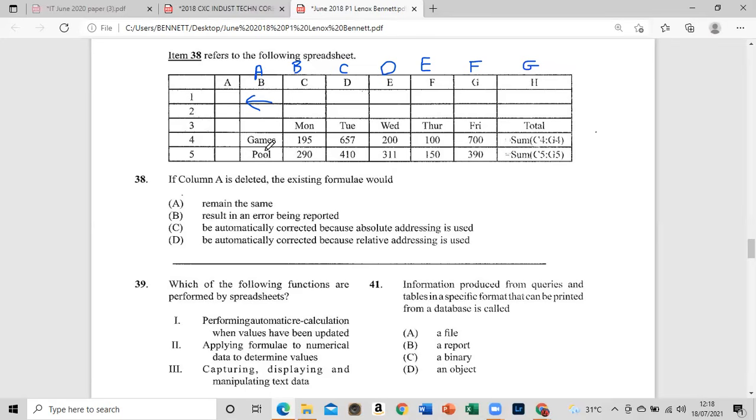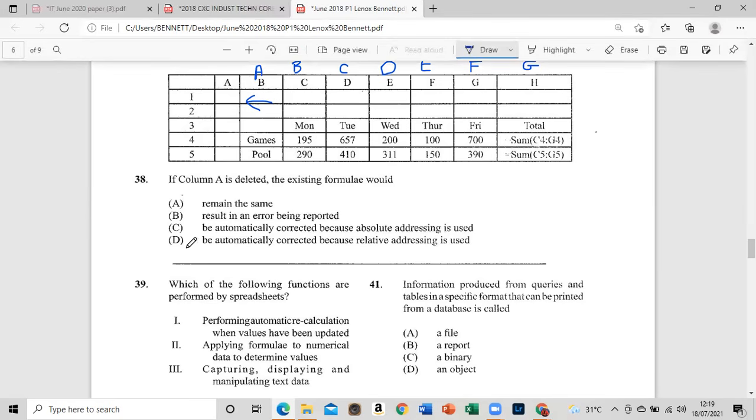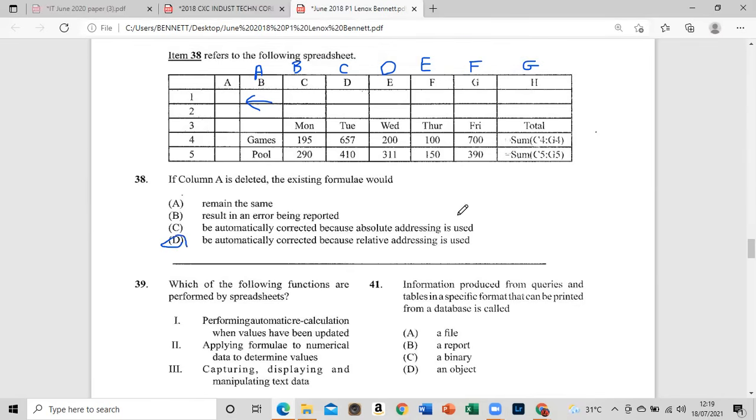The result is an error being reported. It would be automatically corrected because absolute addressing is used. It would be automatically corrected because relative addressing is used. So 38 is relative, so it would be automatically corrected, but it's because it is relative, all right?